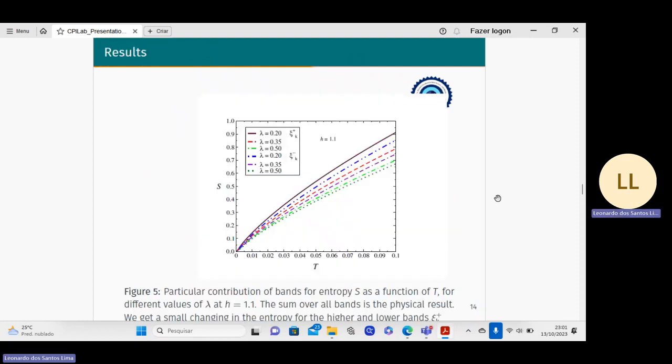In the figure, I obtain the behavior of the entropy of the system as a function of temperature for different values of anisotropy gamma and for different modes of magnons, and for a specific value of external magnetic field given by 1.1, where the system presents a phase transition.